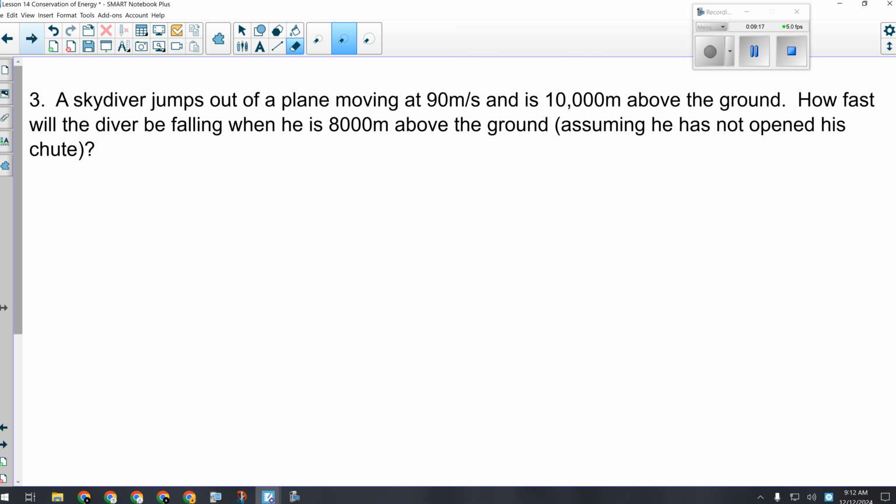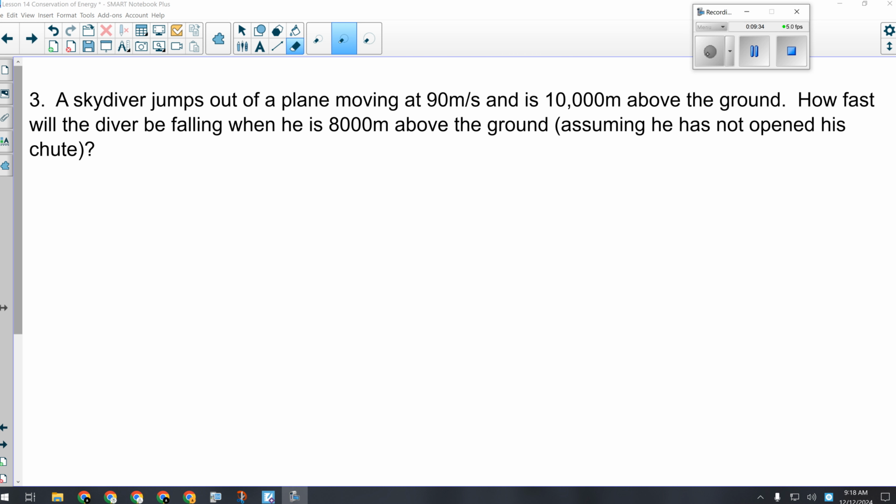scalar. Okay, you have energy because you are moving. When you jump out of a plane, you're moving the same speed as the plane, at least for the first instant until air starts to slow you down. Okay, but you are moving along with the plane. Okay, so important to know that for the context of this question.